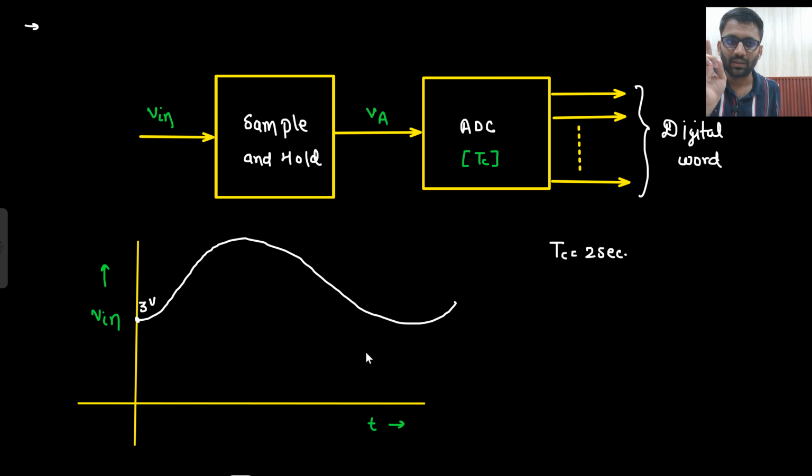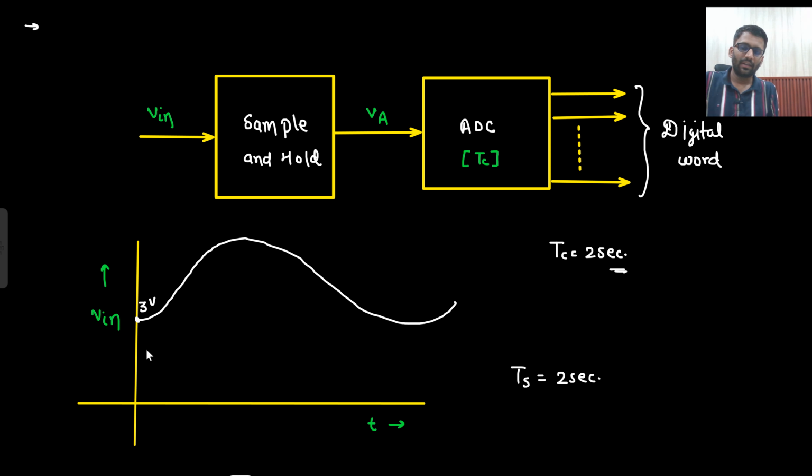This we have understood. That if it is changing continuously, then what will happen? This ADC will not be able to process this much of data. So it needs conversion time of 2 seconds. So at least 3 volt should be constant for 2 seconds. So what I am gonna do, I am gonna sample this signal with a time window of 2 seconds.